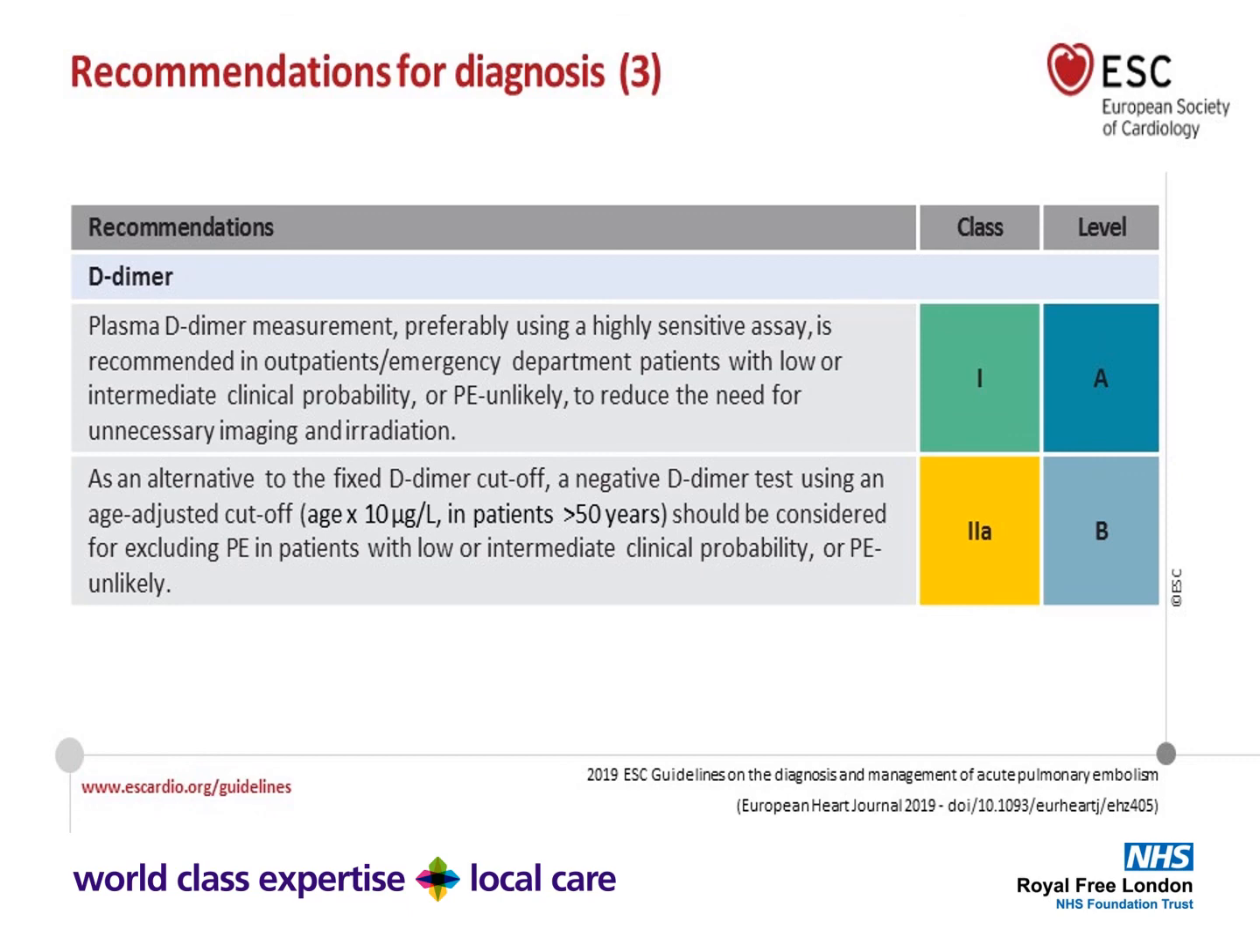A recent development in the past year or so, rather than the fixed D-dimer cutoff, is that a negative D-dimer test using an age-adjusted cutoff, where you multiply the age by 10 in patients greater than 50, should be considered for excluding PE in patients with low or intermediate probability. For example, if you've got a patient who has low risk features of PE but is 80, then the cutoff would be 800 rather than 500. Let's say the D-dimer comes back at 650, you can take that as a negative test, and that will be really useful and important in reducing unnecessary imaging such as CTPA or VQ scan.